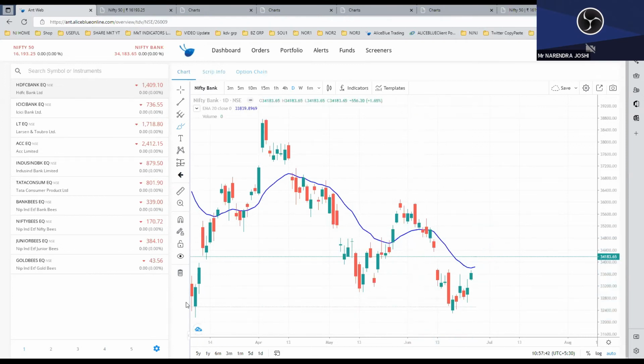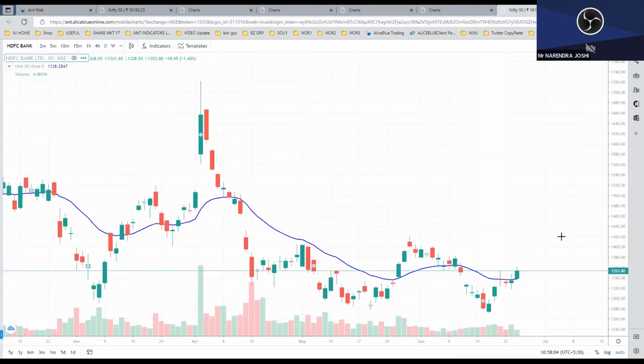So whether you follow this system, which is my system, you still have to keep your watch list ready. If you have any strategy, first make the watch list accordingly, then trade intraday. So I hope that it's very clear. This way we have also got HDFC Bank. Now it has closed above 20 EMA after some consolidation.